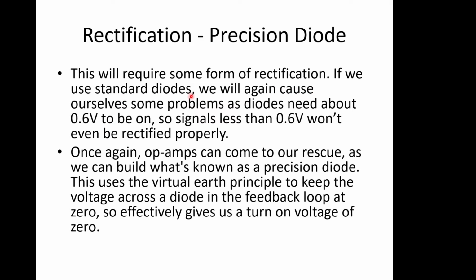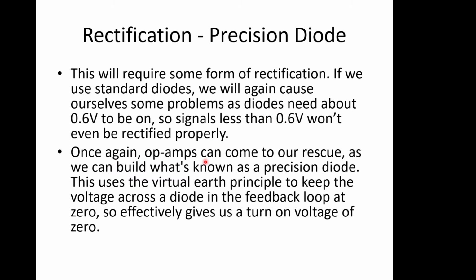If we use standard diodes, because diodes are probably the most straightforward approach for doing rectification, we will maybe cause ourselves some problems if we approach this naively, because a diode needs about 0.6 volts to turn on properly. So if the signal coming out of our charge amplifier is less than 0.6 volt, we won't even start to rectify it if we just used a basic diode rectifier. So given that we're going to be dealing with small signals, we need something a bit better than a basic envelope detector that you might have come across with a diode.